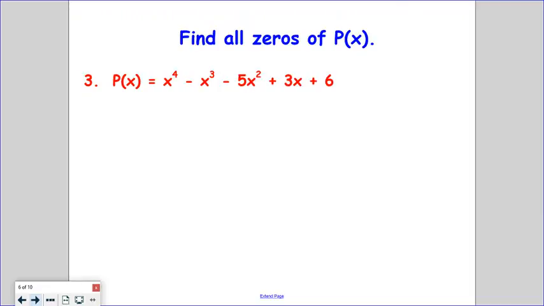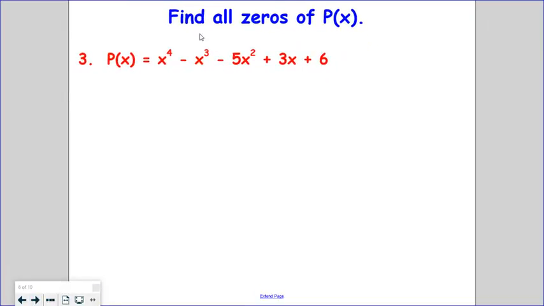This one I'm going to expect 4 answers when I'm done. X to the 4th minus x cubed minus 5x squared plus 3x plus 6. Again, I would always try factoring first, not factorable. So then I'm going to go to my list of possible rational zeros. If I have my graphing calculator, I'm going to just check those out. If I don't, I'm going to start plugging them in.